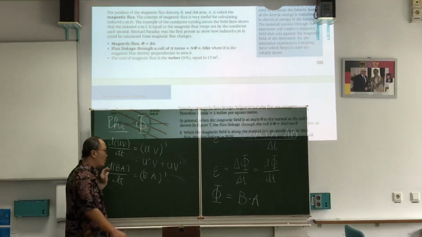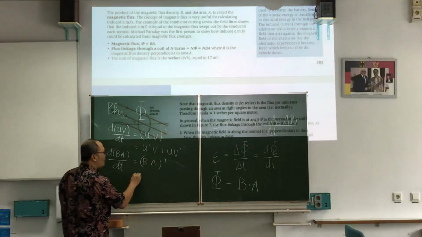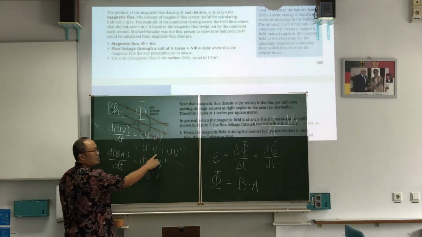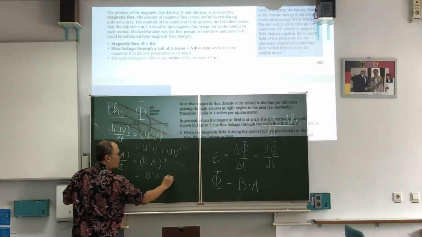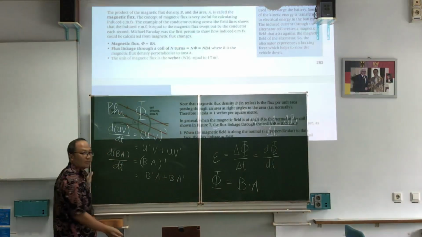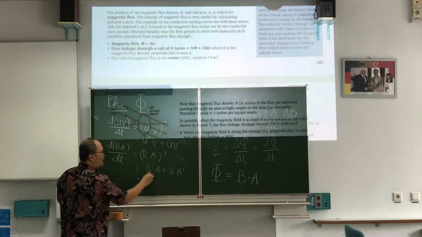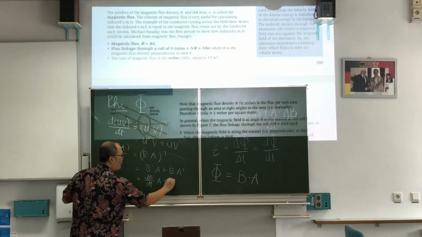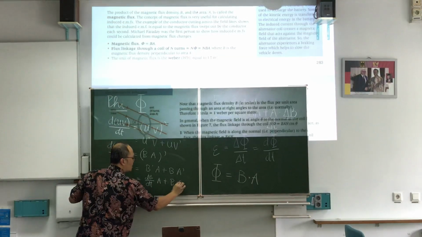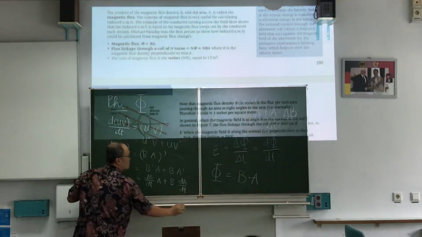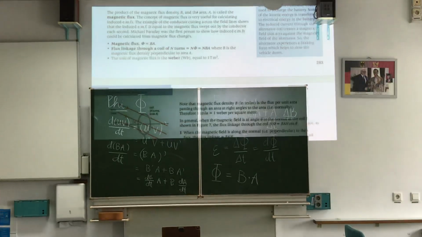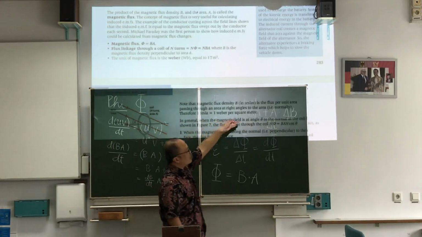So what is the derivative again of B and A? B' times A. Is it the same as this? Yes. Plus B A'. Correct? Now look, B' is just dB/dt times A plus B times dA/dt. So this is from physical explanations, this is from math explanations. Understand? This is the product rule. And this is exactly what I just said just now.